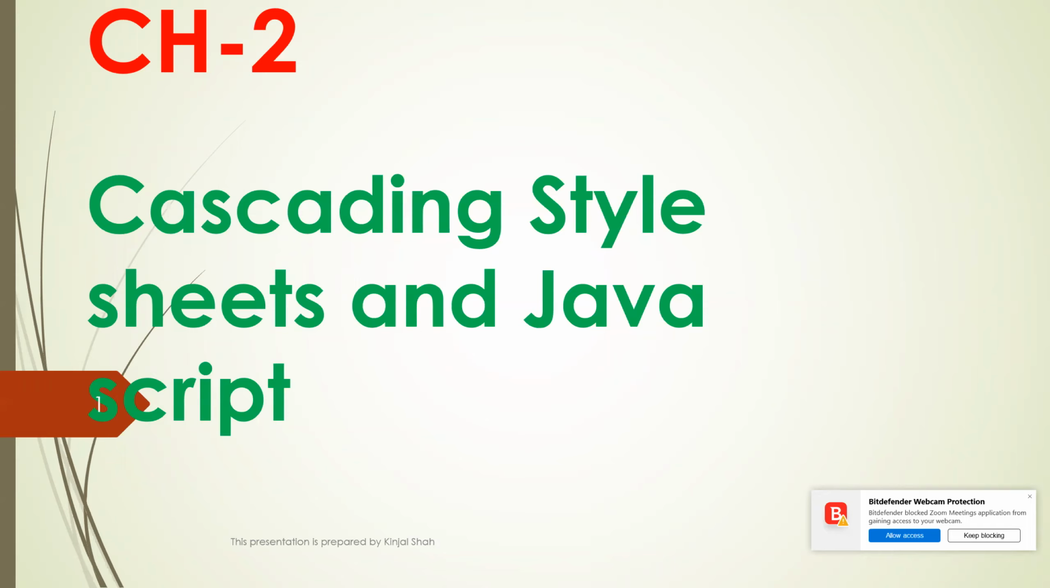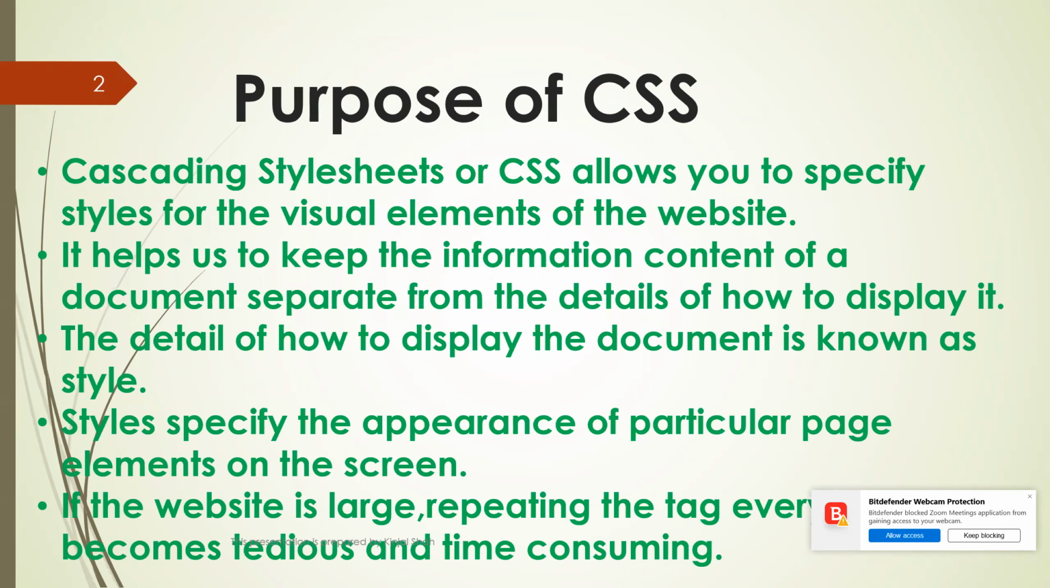Style Sheet and JavaScript. Moving ahead to the second slide, the purpose of CSS. Cascading Style Sheet, or CSS, allows you to specify styles for the visual elements of the website. It helps us keep the information content of a document separate from the details of how to display it. The details of how to display the document are known as style. Anything displayed in a manner that presents it to us is called style. Style specifies the appearance of a particular page element on the screen.